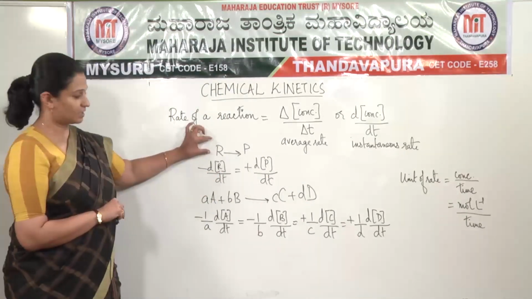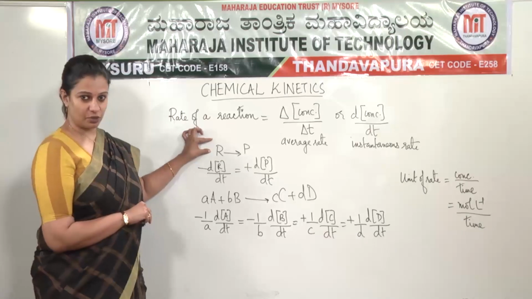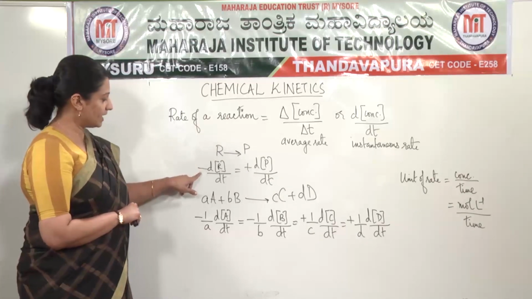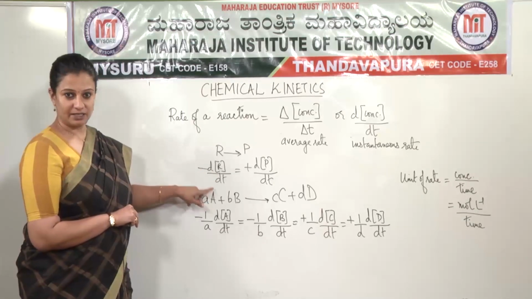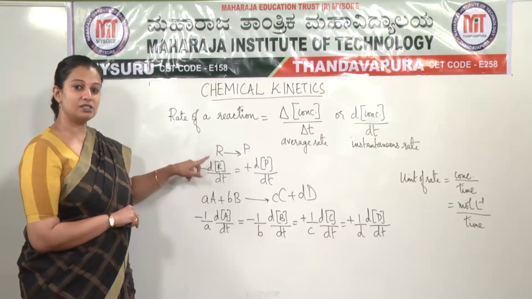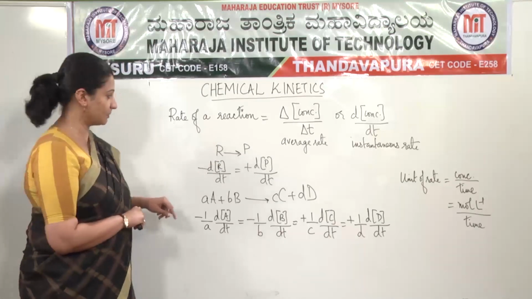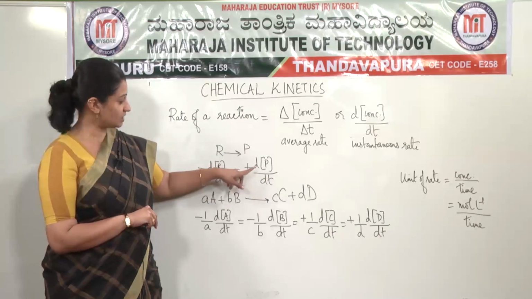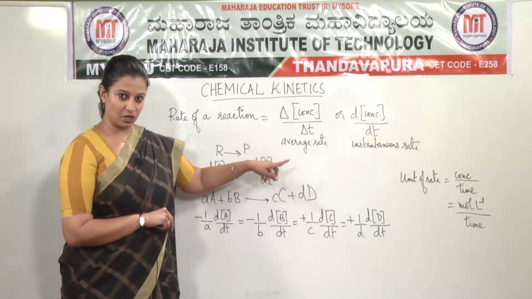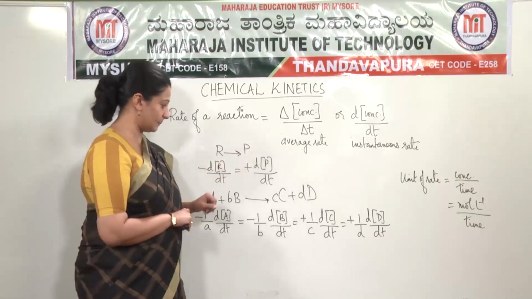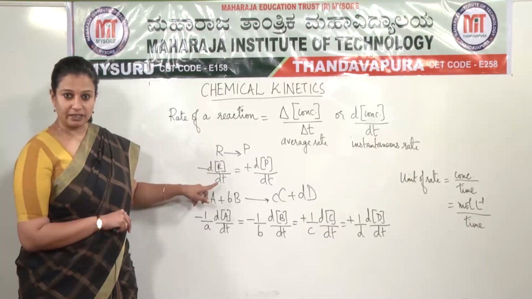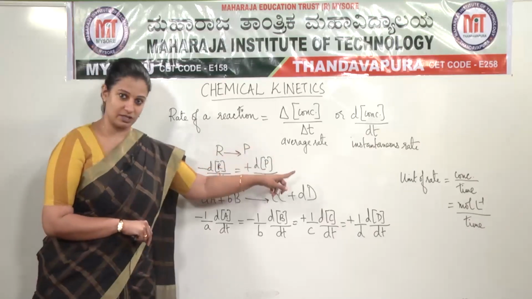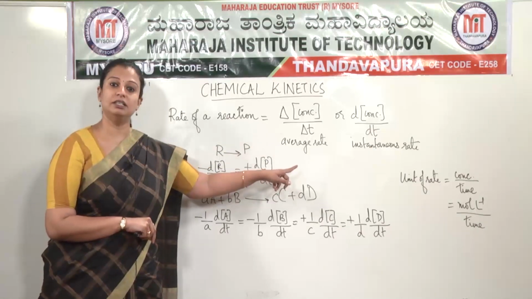Now if I consider reaction R getting converted to products, R is the reactant and P is the product. Now minus d[R] by dt, when I say minus, that is because the concentration of the reactant decreases with time, whereas for product it is plus d[P] by dt, meaning the concentration of product increases with time. Now if you notice there's a square bracket, that square bracket means molar concentration. So molar concentration of reactant and molar concentration of the product, meaning moles per liter.